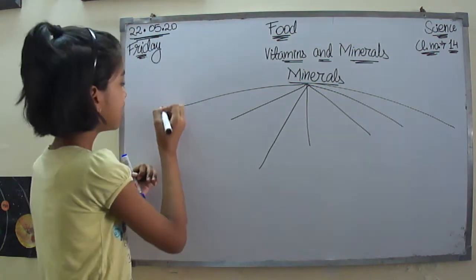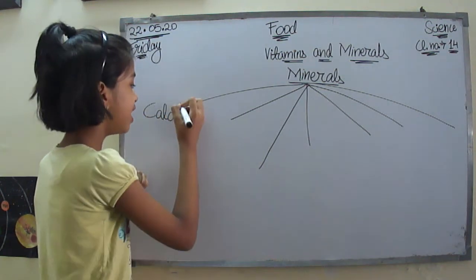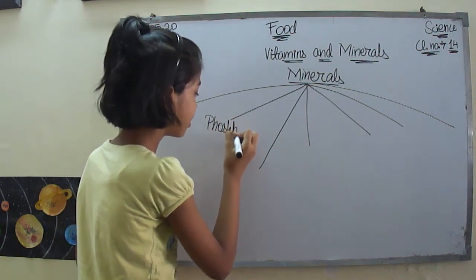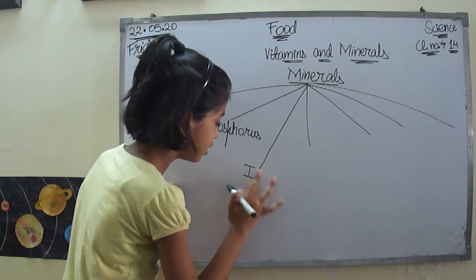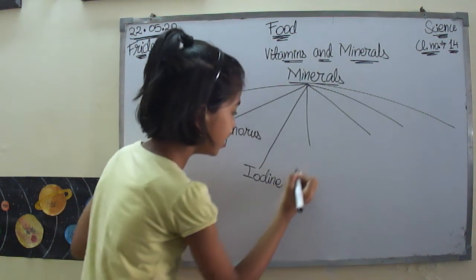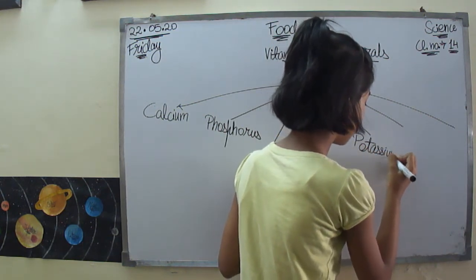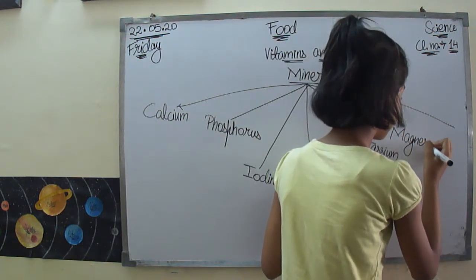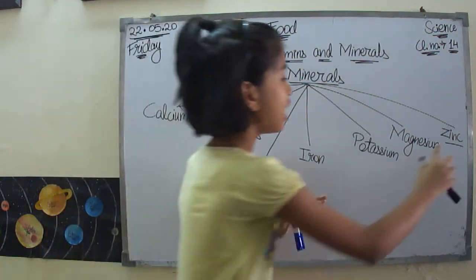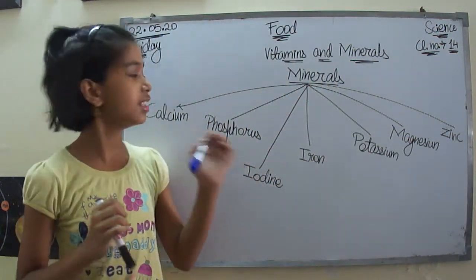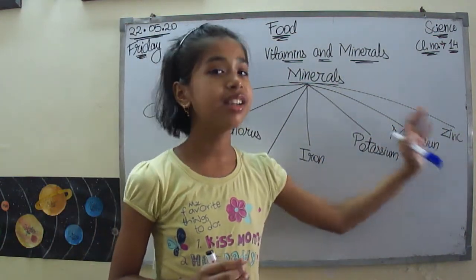Firstly, I think you'll definitely know about calcium. Then there is phosphorus. Then there is iodine. Then iron. Then potassium. Magnesium. And at last there is one more mineral known as zinc. So how many have I told you? 7 minerals. So first is calcium, then phosphorus, then iodine, iron, potassium, magnesium and zinc.